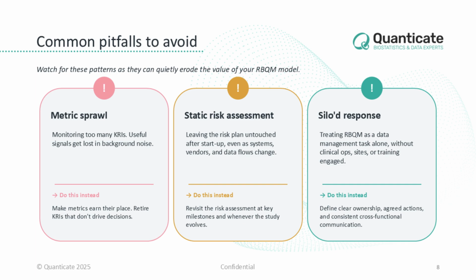Ultimately, the value of risk-based quality management comes from keeping oversight focused, making monitoring useful, and adjusting the approach as the study develops. When teams know what matters, review the right signals, and document how decisions are made, quality management becomes more consistent and more effective across the life of the trial.